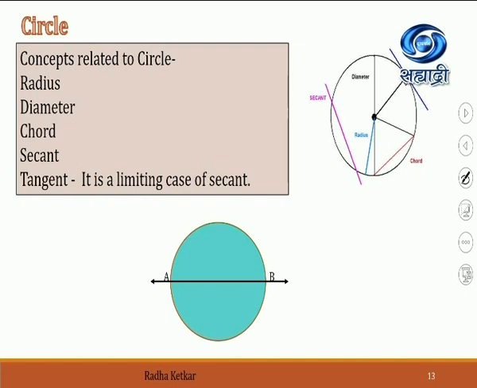Then what is a chord? Chord means you join any 2 points on the circle and you get a chord. So chord is nothing but a segment. Here in this figure you can see a secant. It is nothing but a line, and it is going to pass through 2 points on that circle, so that is a secant. And if you consider the segment part of it, whose two endpoints are on the circle, then you can call it a chord.